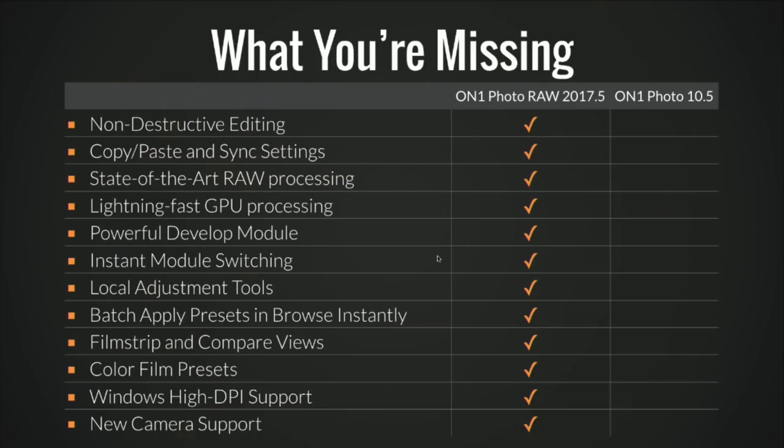It's pretty awesome. There's the new local adjustment tools for painting in changes. There's the film strip and compare modes, and new color film presets. If you're a Windows user, it now supports Windows high DPI displays, which is really important, especially if you're working on a Surface tablet, or you've got one of those big 4K displays. Being able to get the UI to scale correctly. And of course, if you bought a new camera and you want support for those new cameras, you'll need to stay up to date with your software as well.